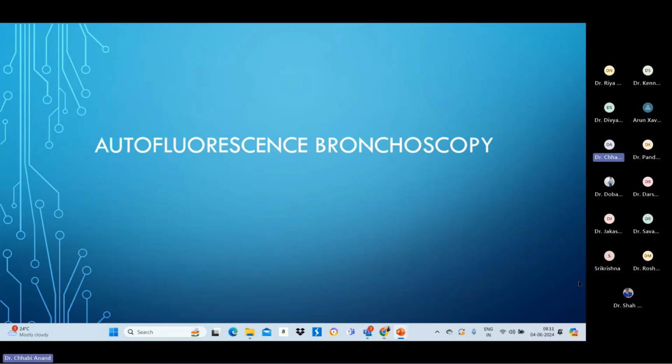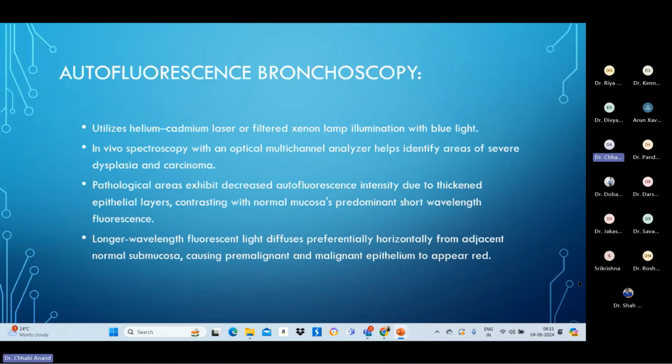Go on. Autofluorescence bronchoscopy. It utilizes the helium cadmium laser or filtered xenon lamp illumination with blue light. In vivo spectroscopy with an optical multi-channel analyzer helps identify areas of severe dysplasia and carcinoma. Pathologic areas exhibit decreased autofluorescence intensity due to thickened epithelial layers, contrasting with normal mucosa's predominant short wavelength fluorescence. Longer wavelength fluorescent light diffuses preferentially horizontally from adjacent normal submucosa, causing pre-malignant and malignant epithelium to appear red.